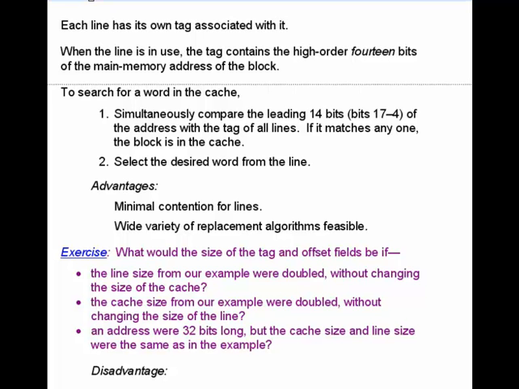The advantages of this organization are that we have minimal contention for lines, because we can always put a particular block that's brought in into any line, and a wide variety of replacement algorithms. Many of you have probably heard of LRU, or least recently used. There's an easy hardware way to implement that, and so that's pretty commonly used, at least for caches that aren't very highly associative. But for caches that are fully associative, least recently used is going to require too many bits of state, so you're not going to do that.